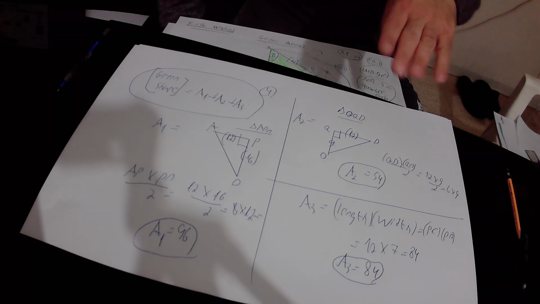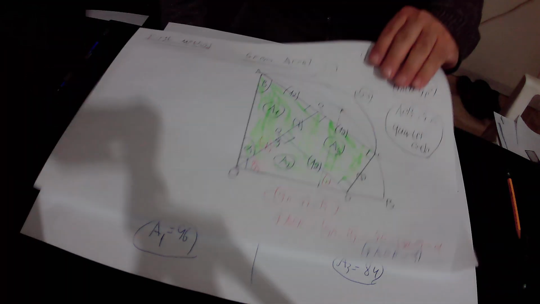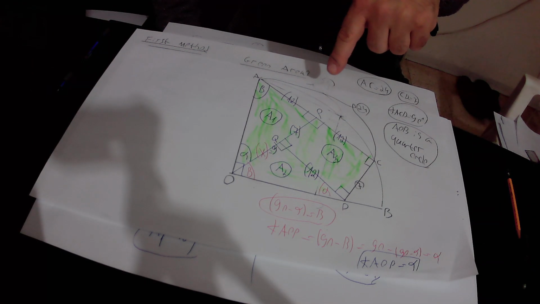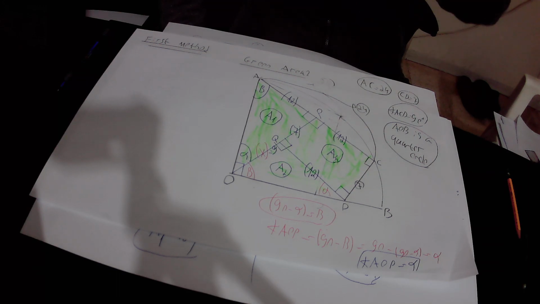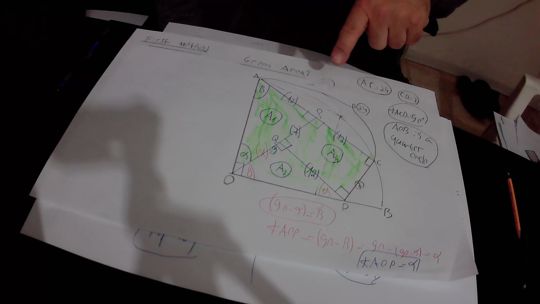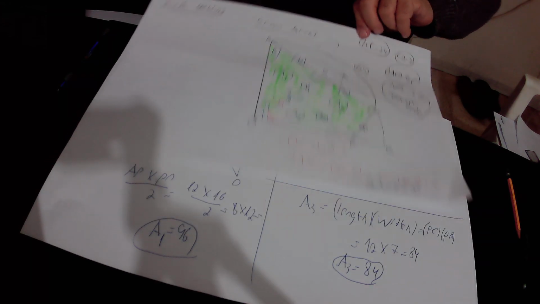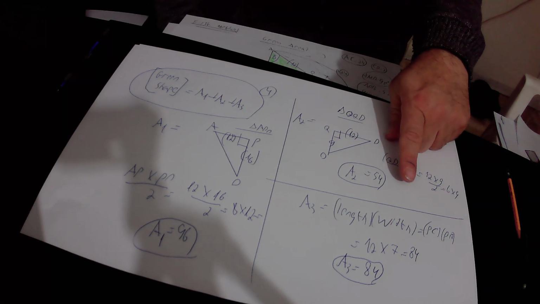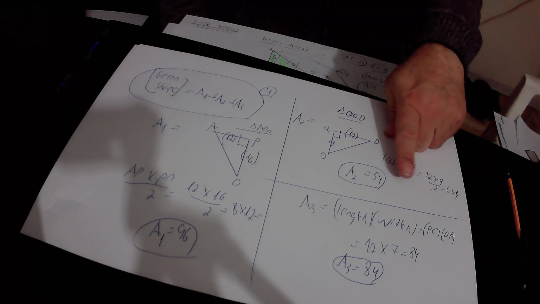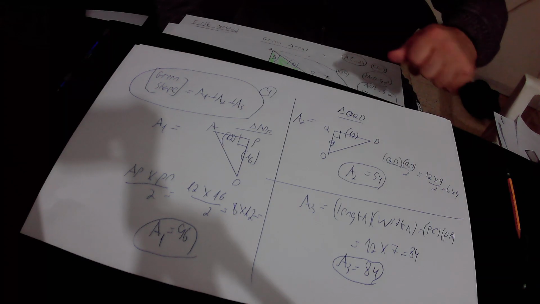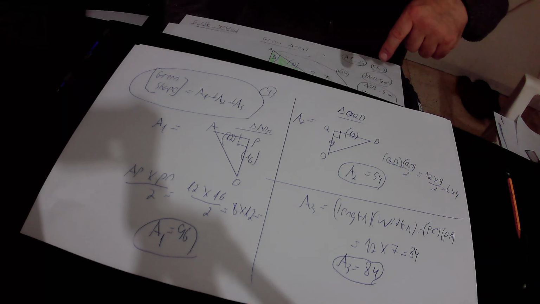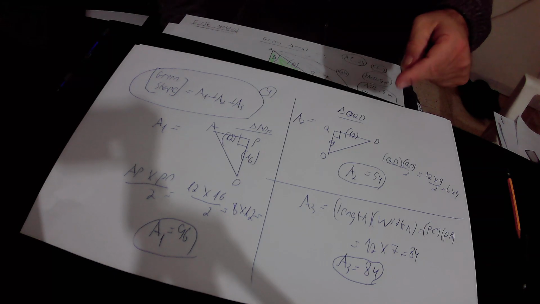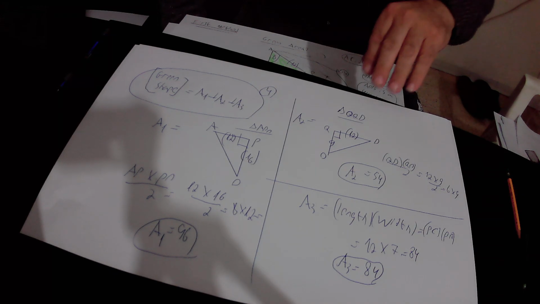Plus the area of A3. A3 is the area of this rectangle PQDC. The area of a rectangle is the length times the width. The length is PC, that is 12, and the width is PQ, that is 7. So the area is 12 times 7, that is 84. In total, the area of the rectangle is equal to 84 square units.